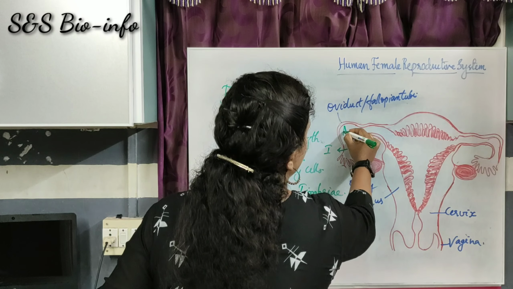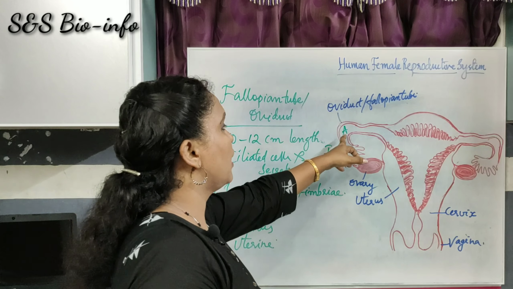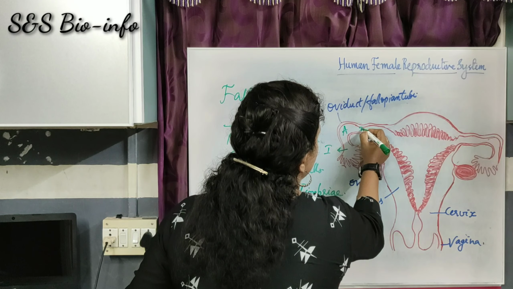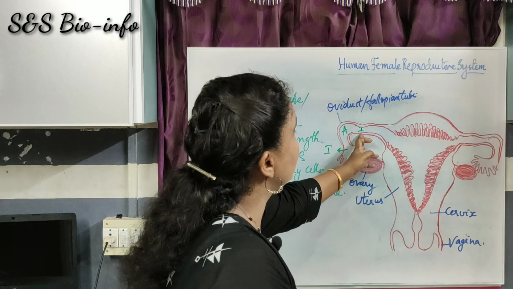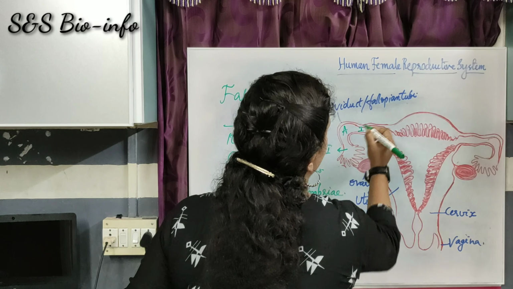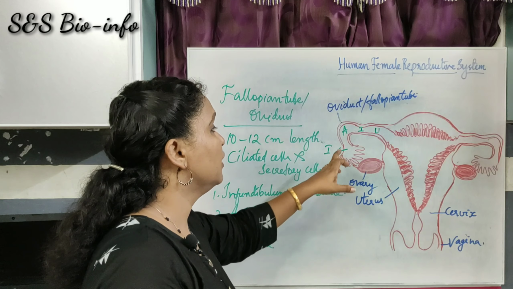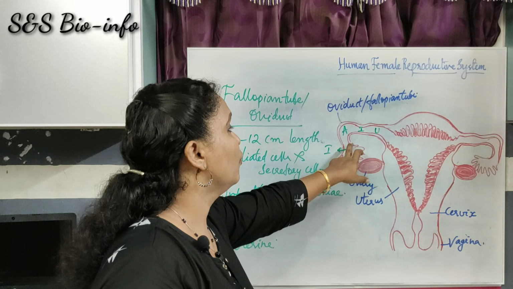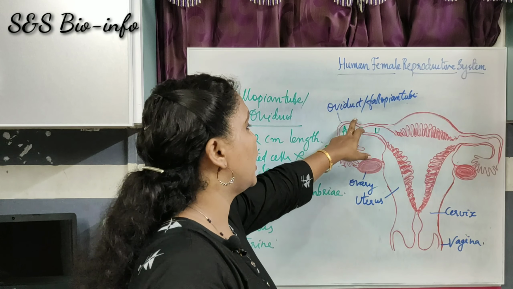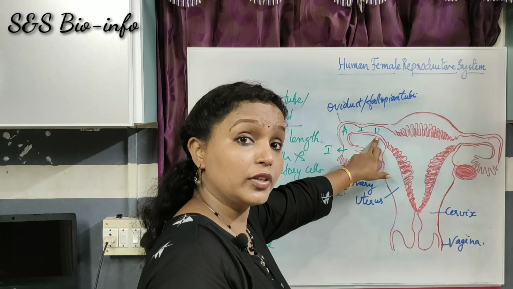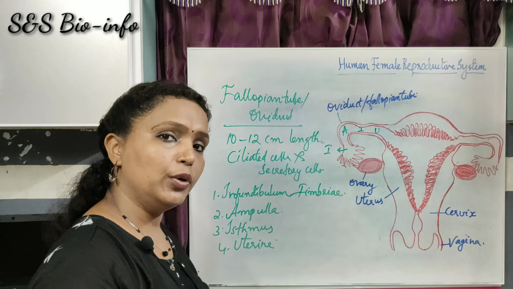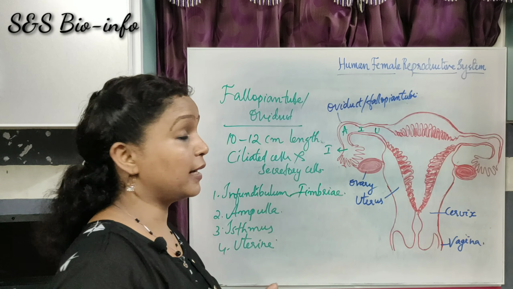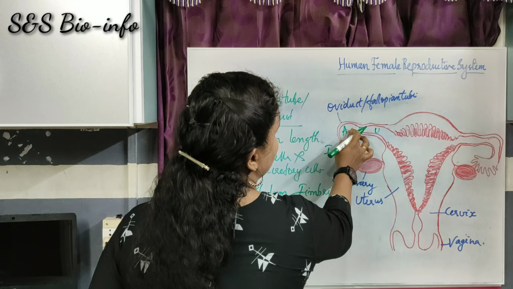This is the ampulla region. This ampulla region leads to the narrow region of the oviduct, that is called isthmus. The last part of the fallopian tube is called uterine. These are the 4 parts: the funnel shaped infundibulum with the fimbriae, then the wide or dilated ampulla, the narrow isthmus, and the last uterine. This part just enters into the uterus, the next part of the accessory ducts. Fertilization takes place at the ampulla isthmic junction.